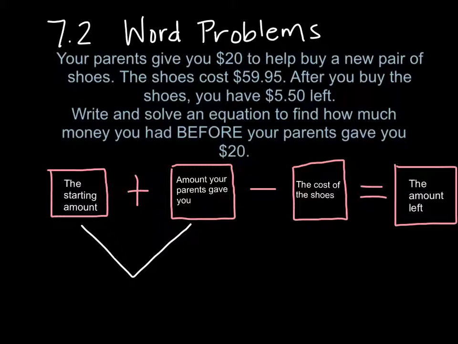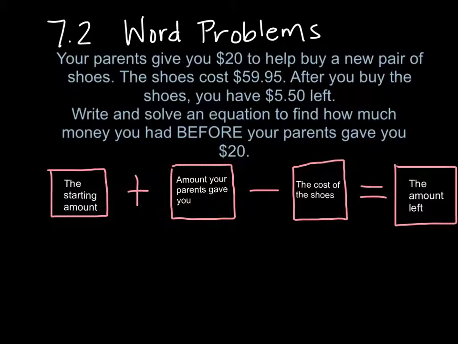Okay, so let's recap. Let me get my pointer out. We have our starting amount plus the amount your parents gave you minus the cost of the shoes equals the amount left. So let's read the story problem again. Your parents give you $20 to buy a pair of shoes. The shoes cost $59.95. After you buy the shoes, you have $5.50 left. Write and solve an equation to find out how much money you had before your parents gave you $20.